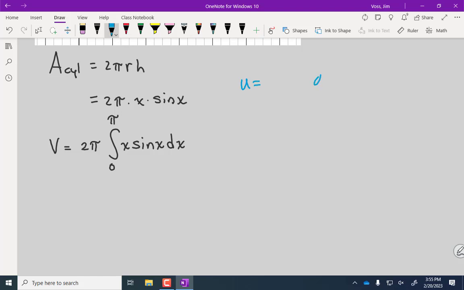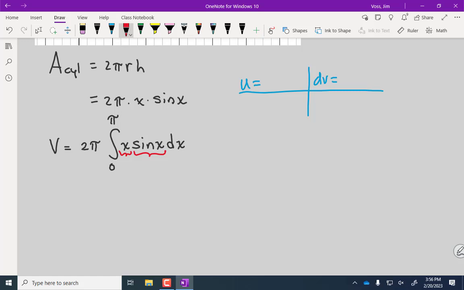So here is another scenario. We've got 2 functions. We've got the x function and the sine x function. Let's think about sine for a moment. If you differentiate sine, you get cosine. If you integrate sine, you get cosine. Maybe there's some pluses and minus ones, doesn't matter. But the essence is, if you take sine and differentiate or integrate, you get cosine, which is about the same level of difficulty.